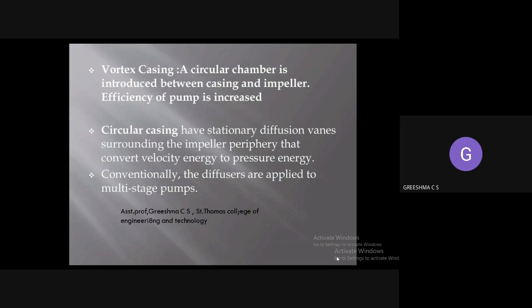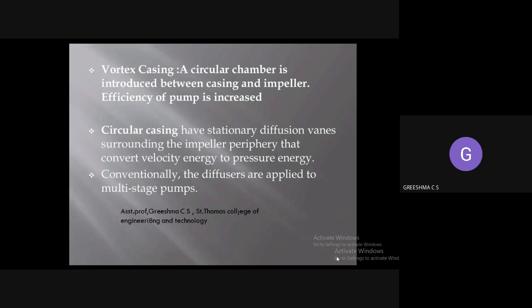If you want to reduce the eddy currents, you can go for vortex casing. Mainly, this casing is not used for pumping water to larger heights. Here our aim is to improve the efficiency of the pump. That means a large amount of water can be pumped, and the efficiency of the pump can be increased. So that is the second case.